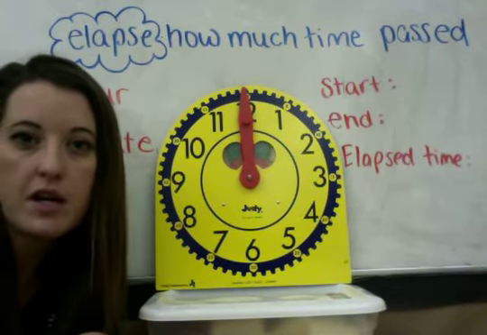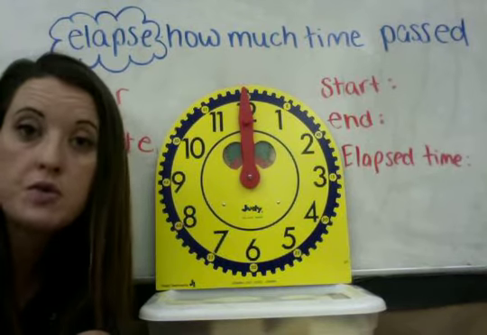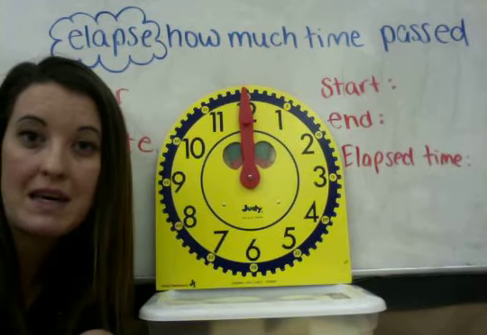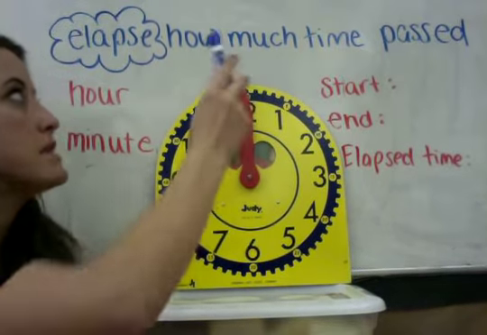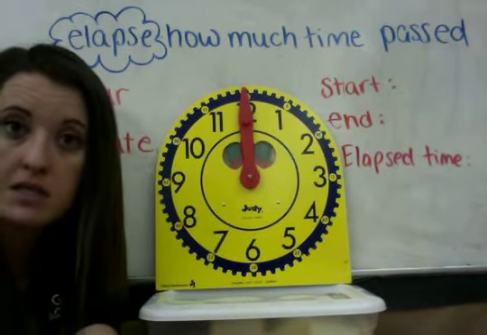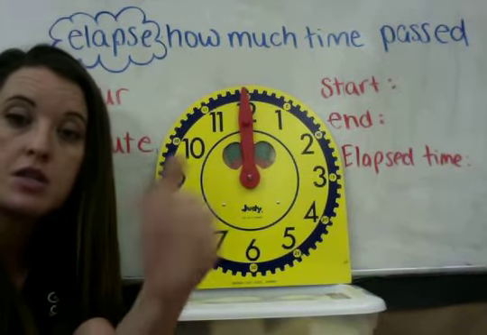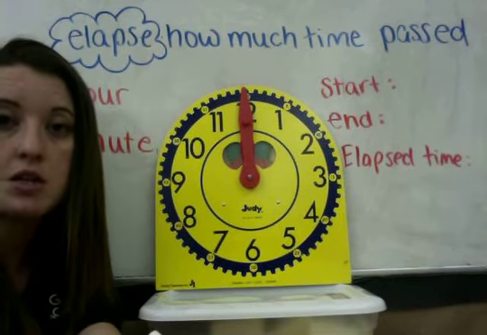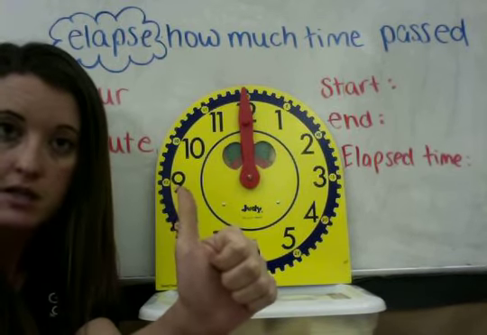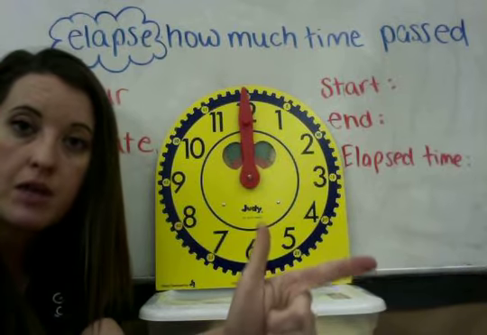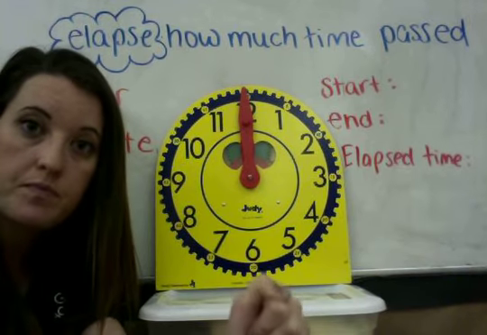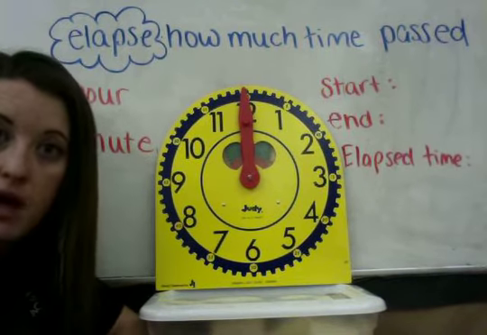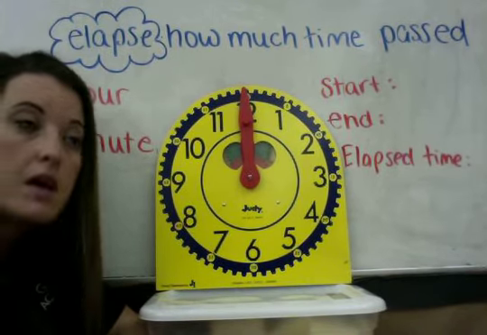Today we are going to be talking about elapsed time to the hour. And before we get started, I want to go over the term elapsed. Elapsed means how much time has passed from the beginning to the end. So when we're talking about elapsed time, we need to know what time we are starting at and what time we are ending at. So we're going to be using this clock here to help us solve some elapsed time.